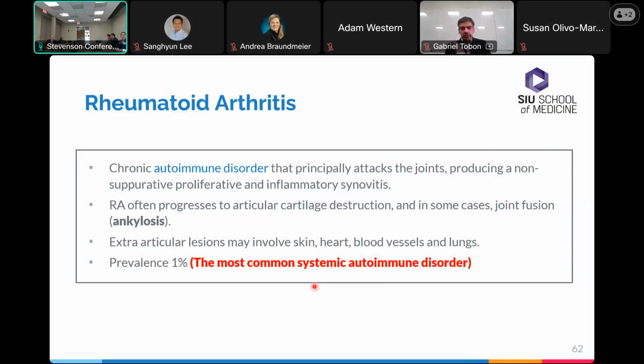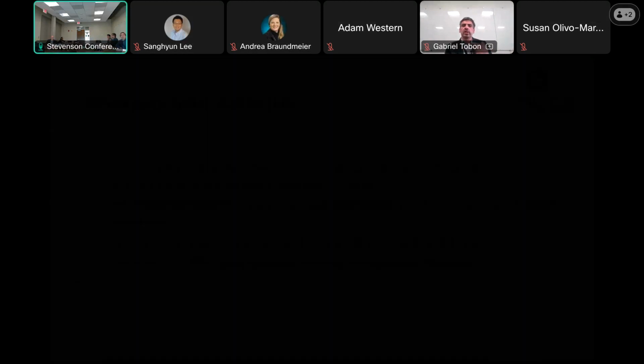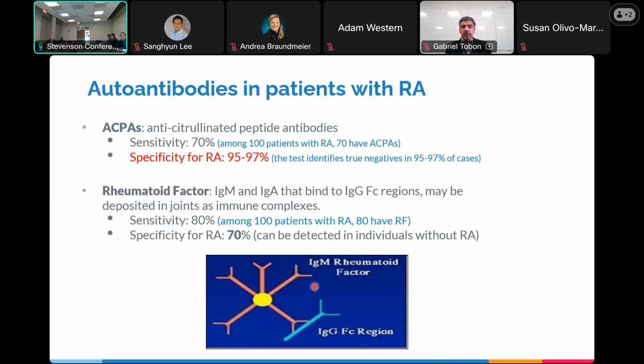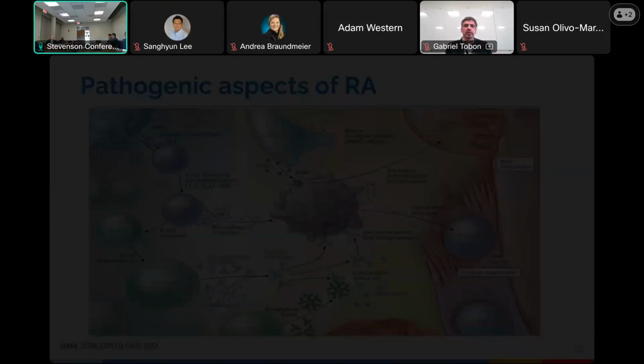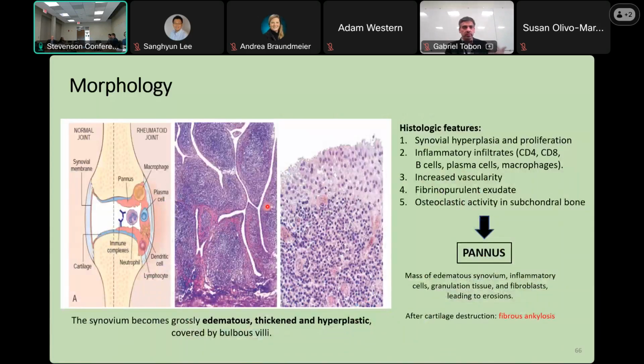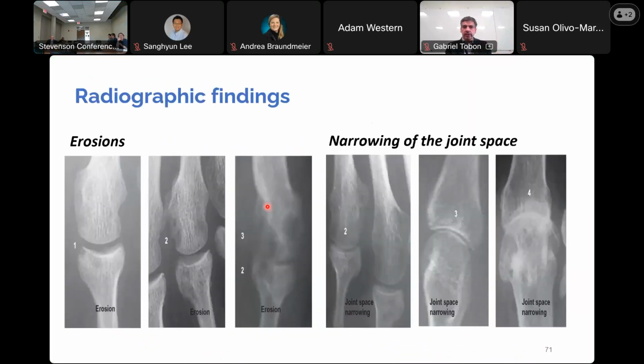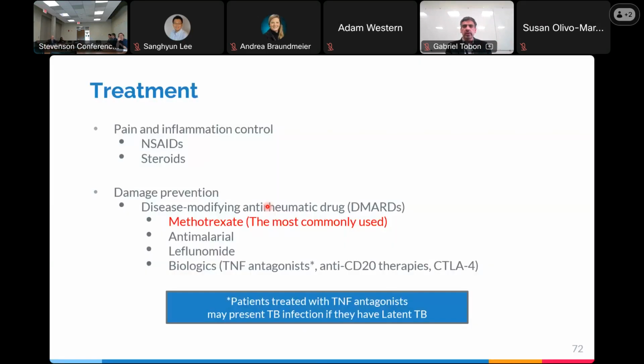Then the traditional content, delivering the content with definition, pathogenesis of the disorder, the autoantibodies that are useful for rheumatoid arthritis. Here, basically, we cover 2 different autoantibodies, the citrullinated peptide, which is the most specific for rheumatoid arthritis, and rheumatoid factor. The morphology, clinical features, X-ray findings, and finally treatment.